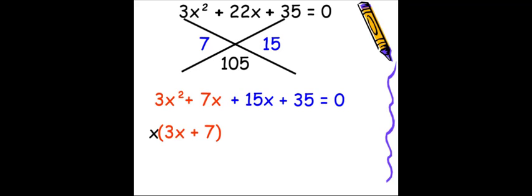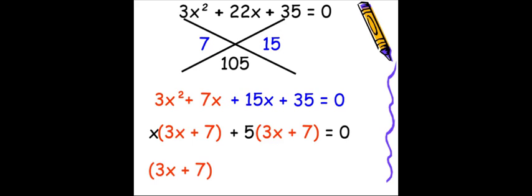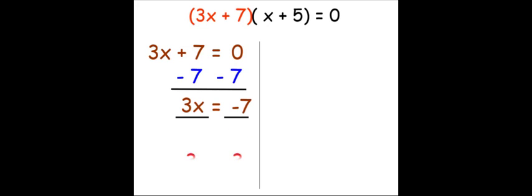Remember, we don't want to just say 5. We want to say either plus 5 or minus 5. So we're going to factor out a plus 5. That's going to also leave us with 3x plus 7. Since each term now has a 3x plus 7, we could factor out the 3x plus 7. And that's going to be multiplied by x plus 5, the remaining two. Once we have that, we can solve using the zero product property, set each term equal to 0 and solve.